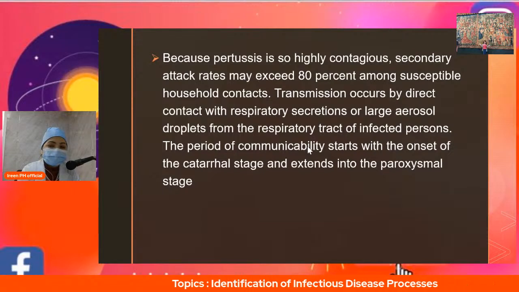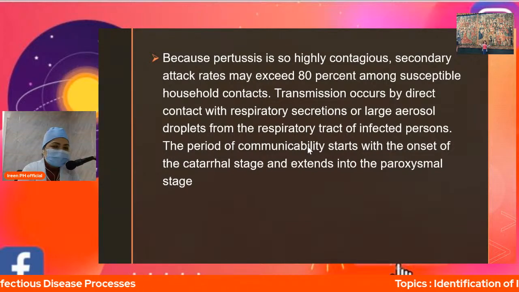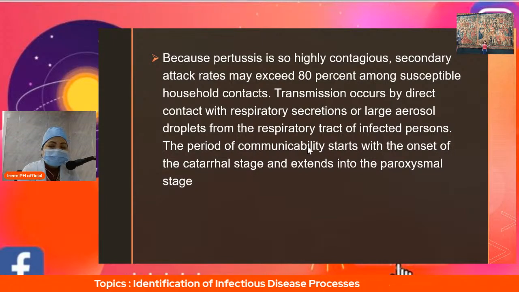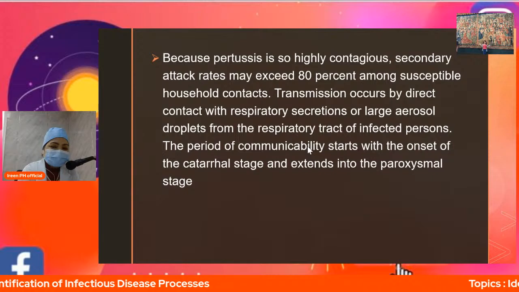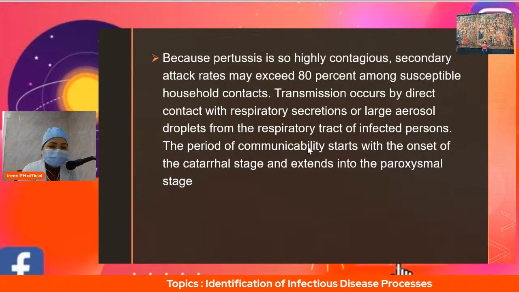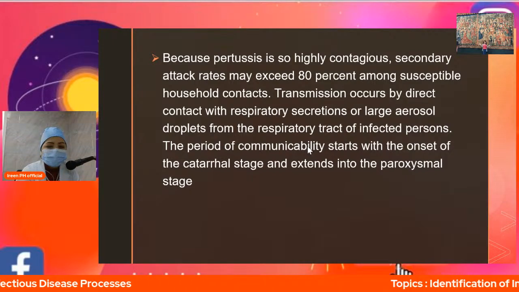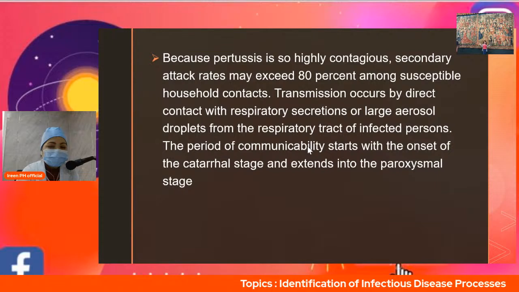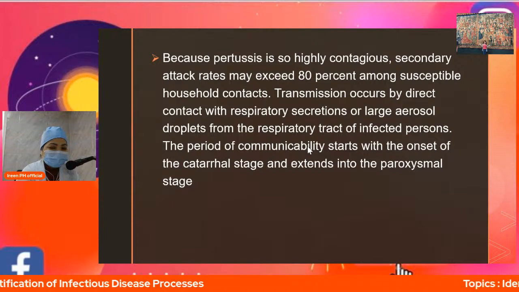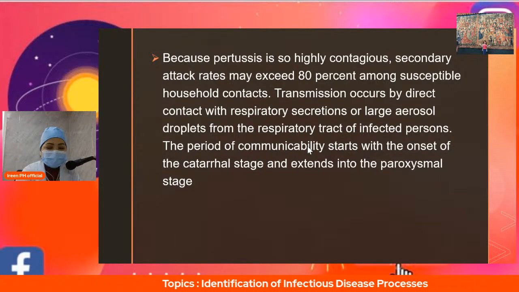Because pertussis is so highly contagious, secondary attack rates might exceed 80% among susceptible household contacts. Transmission occurs by direct contact with respiratory secretions or large aerosol droplets from the respiratory tract of infected persons. The period of communicability starts with the onset of the catarrhal stage and extends into the paroxysmal stage.